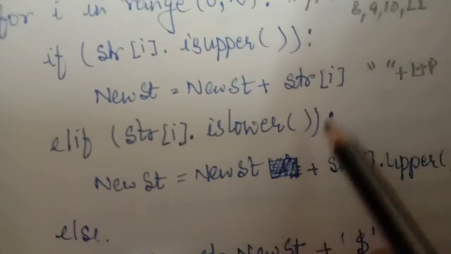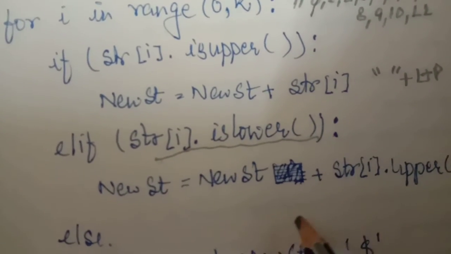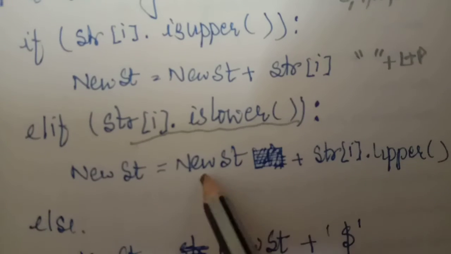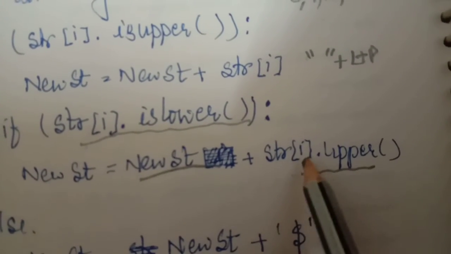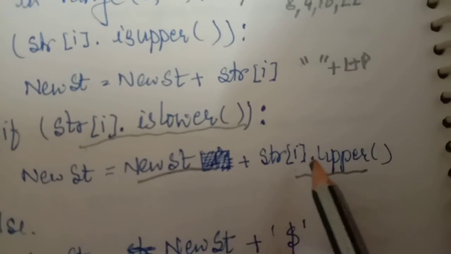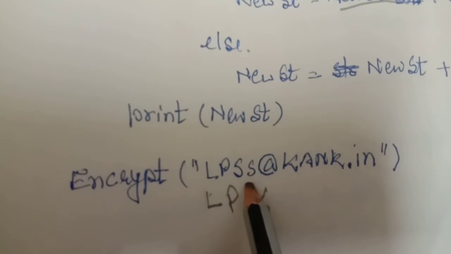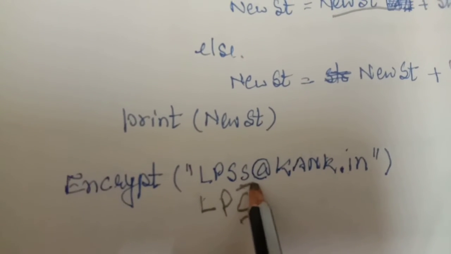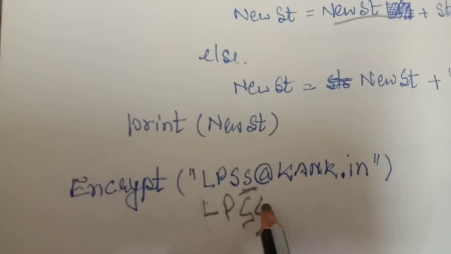Now what is happening if it finds a lowercase? So here you can see, if there's a lowercase character in the string, the new string is appended with the upper format of the character. Now the first character which is in lowercase format is this s. So this will be first capitalized and will be appended to the new string. So LPS and then capital S.